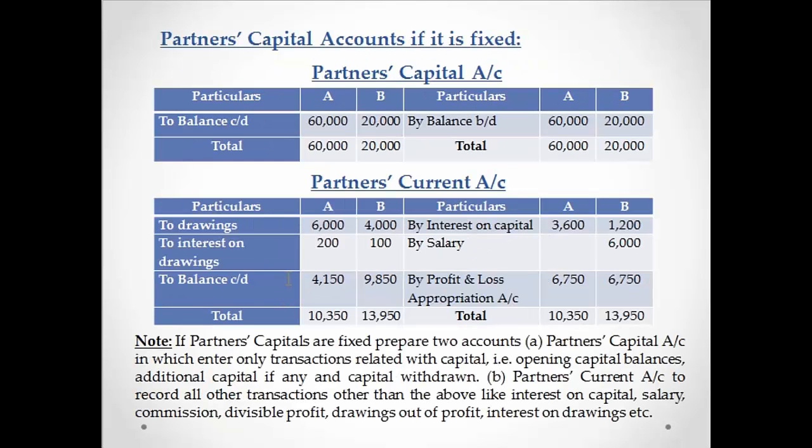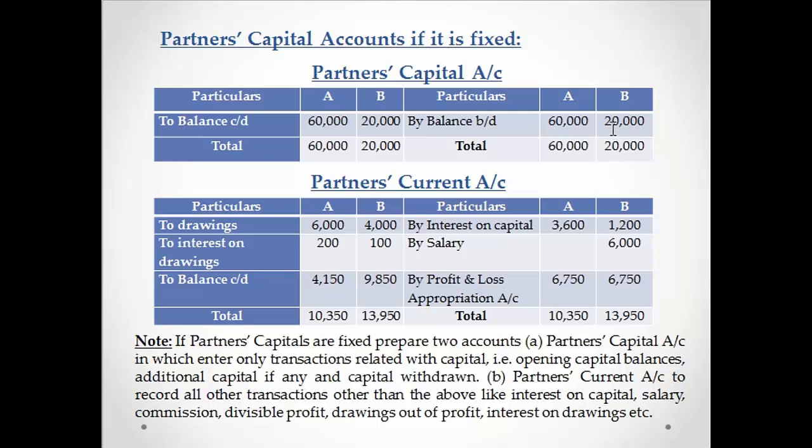Okay, now I will explain the partner's capital accounts according to the second method, which is called fixed capital method. I told you before, when we are following the fixed capital method, we have to prepare 2 accounts. One is called partner's capital account, one is called partner's current account. As far as this question is concerned, when we prepare the partner's capital account, if the capitals are fixed, I am starting with the opening capital by balance brought down, and the amount taken for A is rupees 60,000 and for B is 20,000.